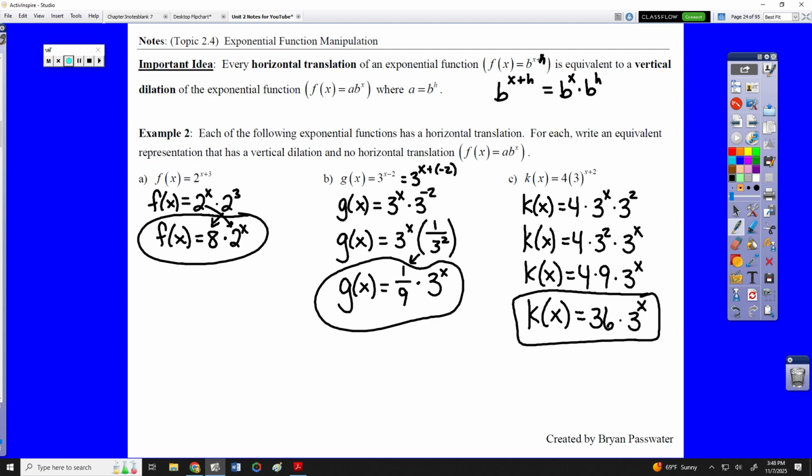Again, that is an equivalent exponential which has a vertical dilation and no horizontal translation. That does it for example 2.